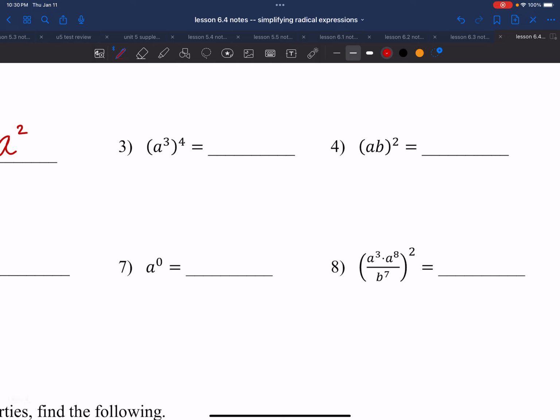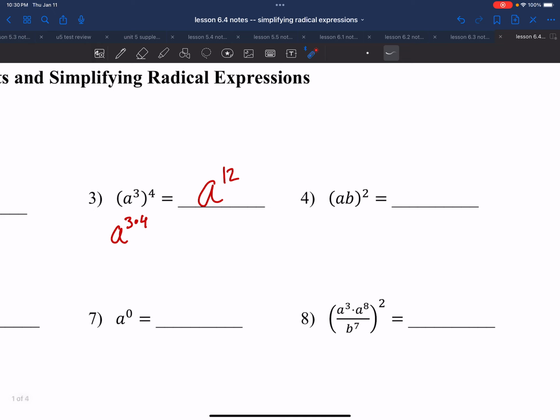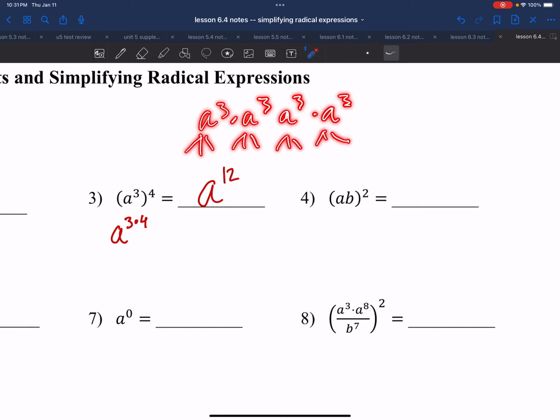Next one, a cubed to the 4th. When you raise an exponent to a power, the rule is to multiply those exponents. So I've got a cubed to the 4th. This would be 3 times 4, which gets me 12. Briefly explaining this one: a cubed to the 4th means a cubed times itself 4 times. Each of these has 3 a's, 1, 2, 3, 1, 2, 3, 1, 2, 3, 1, 2, 3. Count them all up, that's 12.